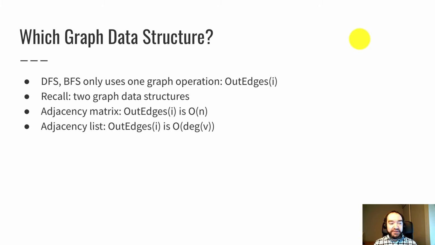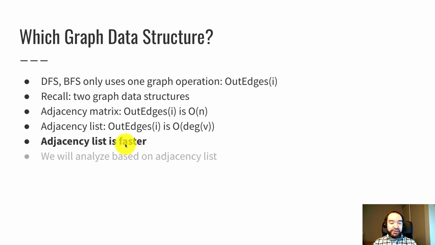So that's more efficient, and that has a pretty big impact on these traversals, since the only operation we're doing is out edges. Every iteration of that main loop does an out edges call, so it's really critical to traversal that the out edges operation is fast. So the adjacency list is definitely faster for graph traversal.